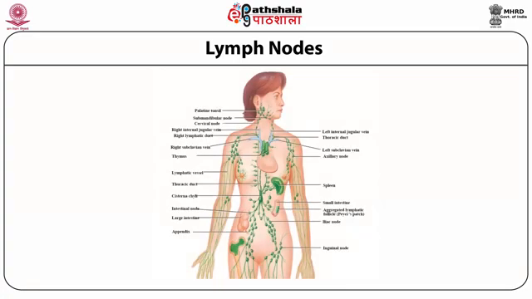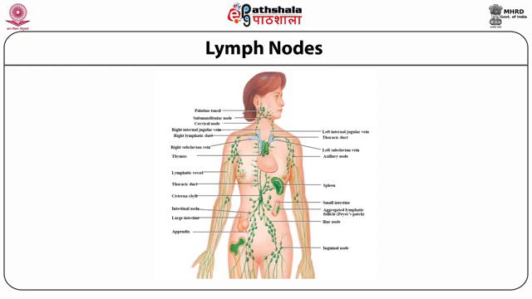Lymph nodes are actually small spherical encapsulated structures. Their size normally is in the range of 2 to 10 millimeters. As can be seen here, they are located at various parts of the lymphatic system. There are large groups of lymph nodes at specific places, which are axillae, groin, and neck.